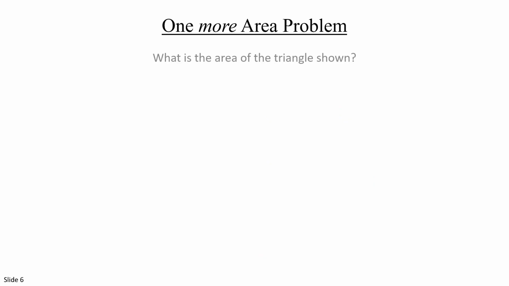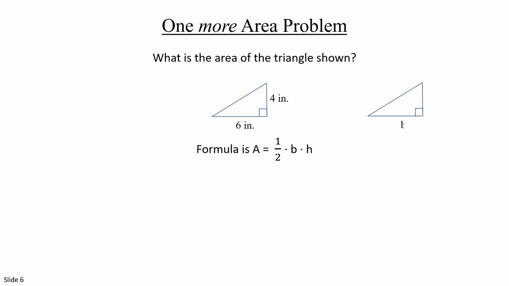One more. Area of a triangle. Formula is 1/2 base times height. So in this case, it would be 12.